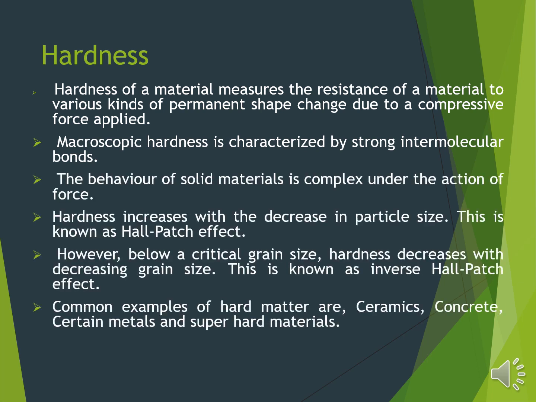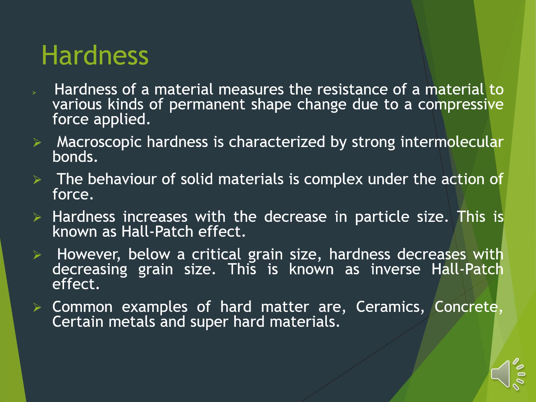Now let us understand what we mean by the second parameter we are going to study, that is hardness. Now what is hardness? Hardness of a material measures the resistance of the material to various kinds of permanent shape changing due to compressive force applied. Now hardness is the measure of the permanent change in shape due to the application of loads. That means it is the resistance developed within the material to permanent shape changing forces which are applied.